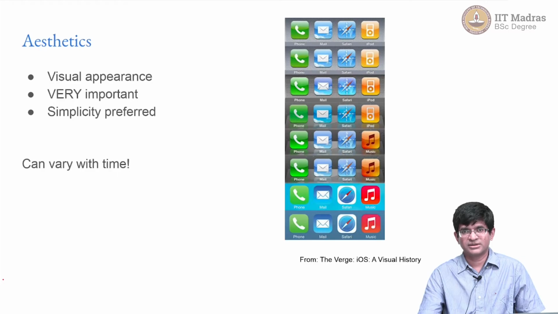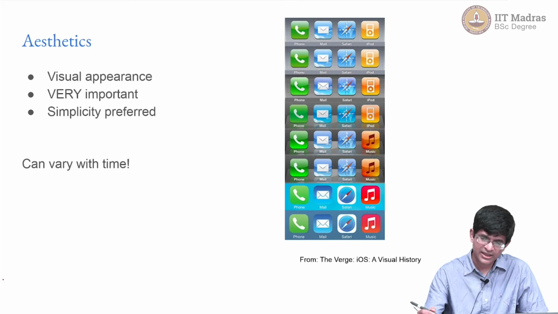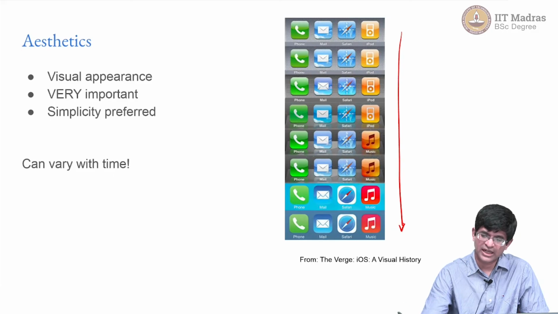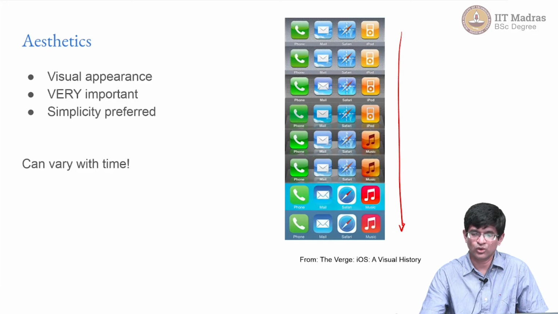Finally, I have been talking about accessibility all this while. One note on aesthetics, and this essentially refers to visual appearance, just how does an application look. This chart over here essentially shows the evolution of the icons on the Apple iPhone over time.